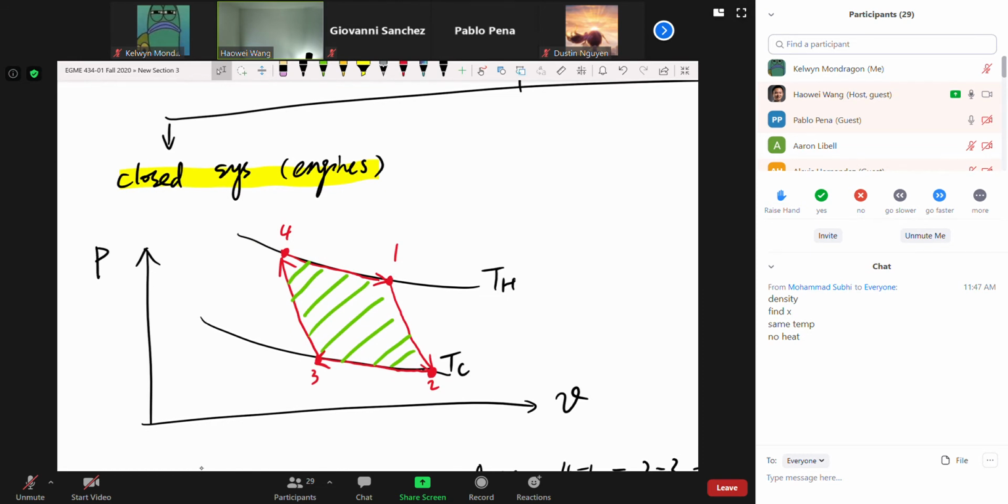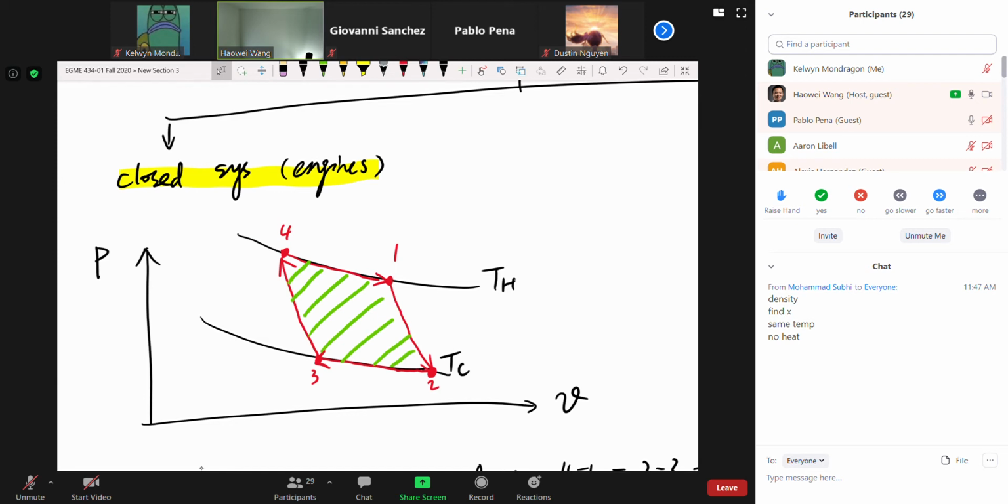First of all, we sketch the P versus nu diagram. And we do not need the vapor dome anymore for this case. Does anyone remember why? It's all superheated. Yes, everything is to the right side of the vapor dome, so we don't have to draw the vapor dome anymore. We have two constant temperature lines, TH and TC. TH is on top.